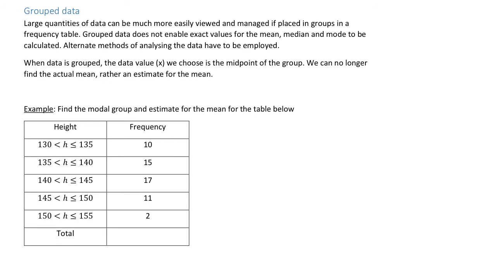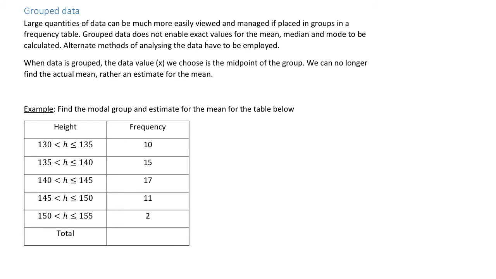Now, grouped data means that we can't have the exact values for the mean, the median, or the mode. We'd have to use an alternative method to figure out the exact values. So what we can do is just find an estimate. Whenever we're using our formula for mean, it's sigma fx. So the frequency is still the same, but the x value isn't. So we have to try and figure out what the best representative for each group would be. And really the midpoint, the middle of those, is going to be the best value that we can use. So it's going to be our estimator.